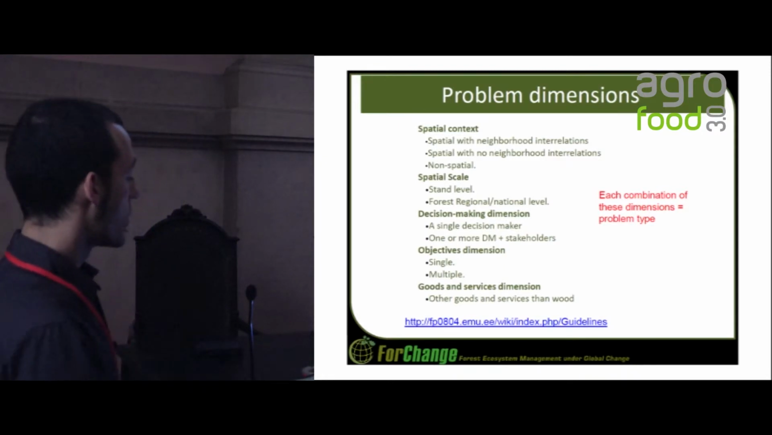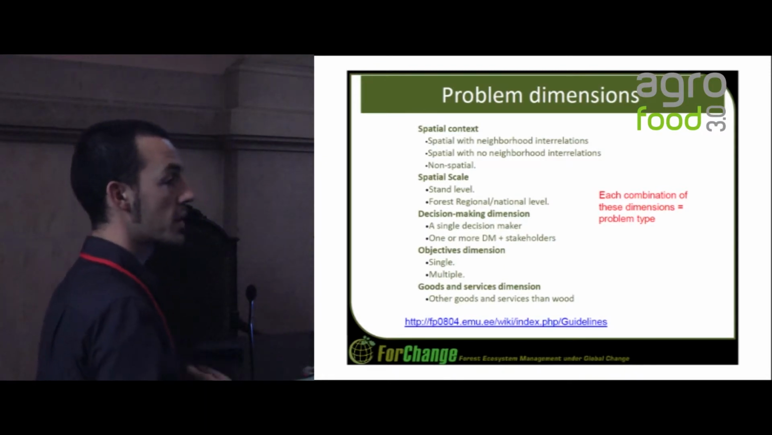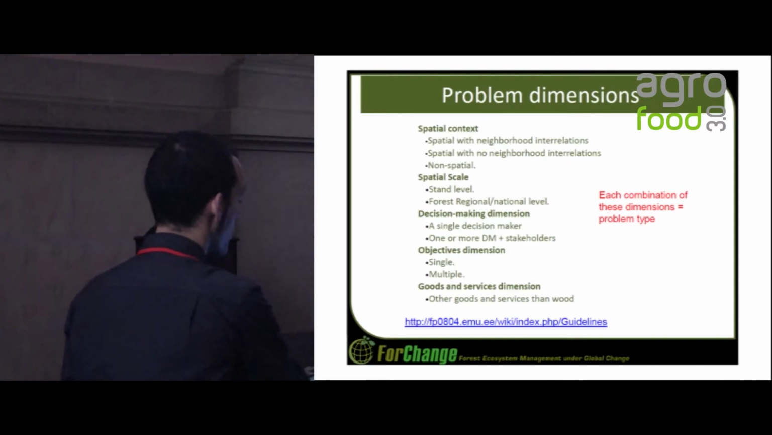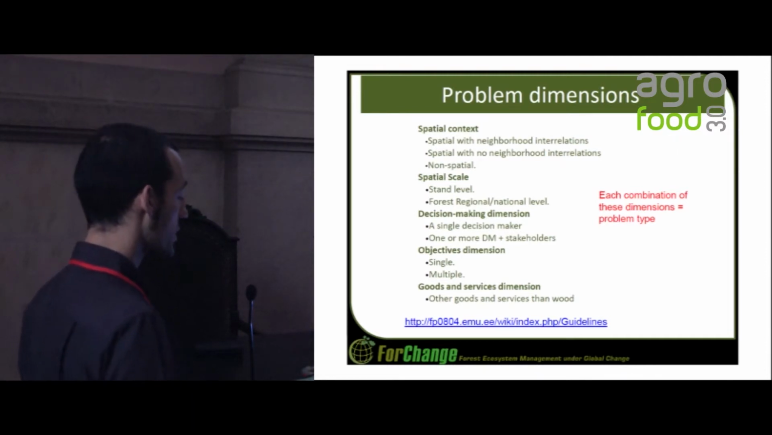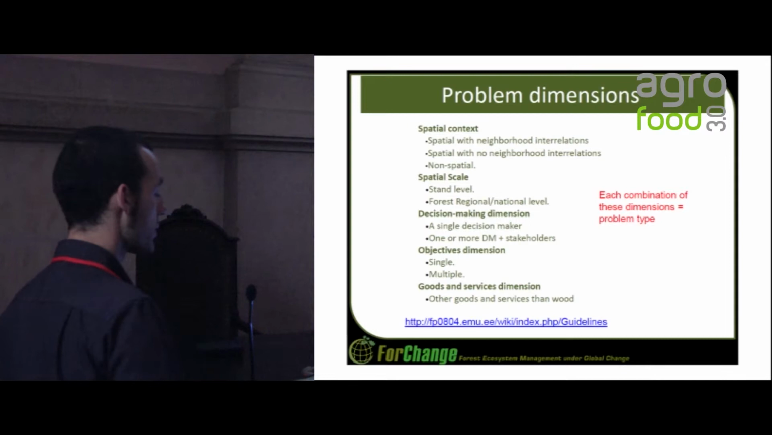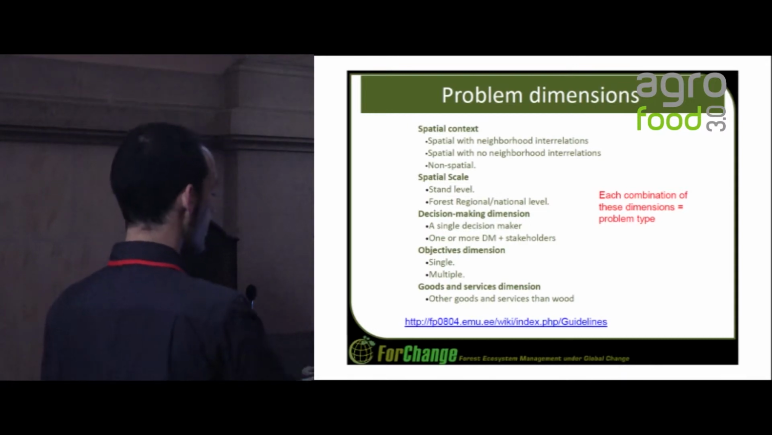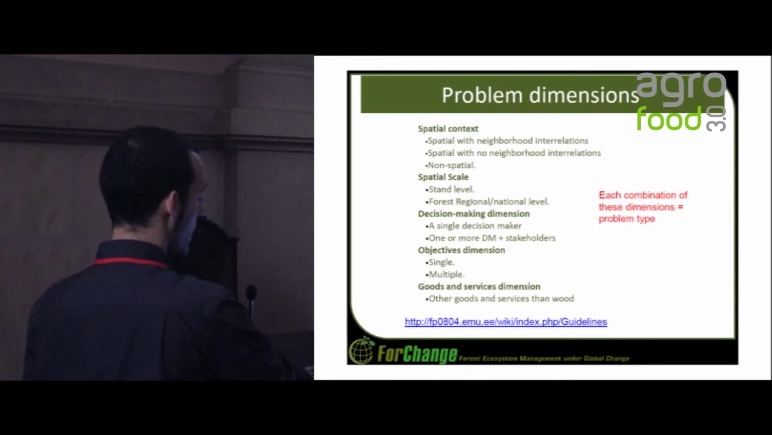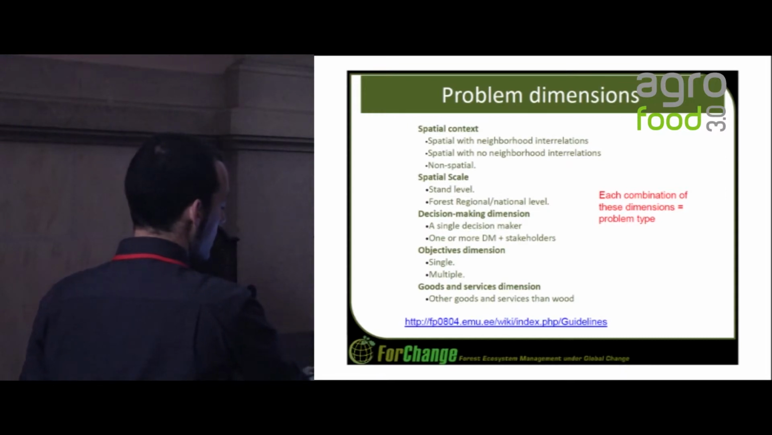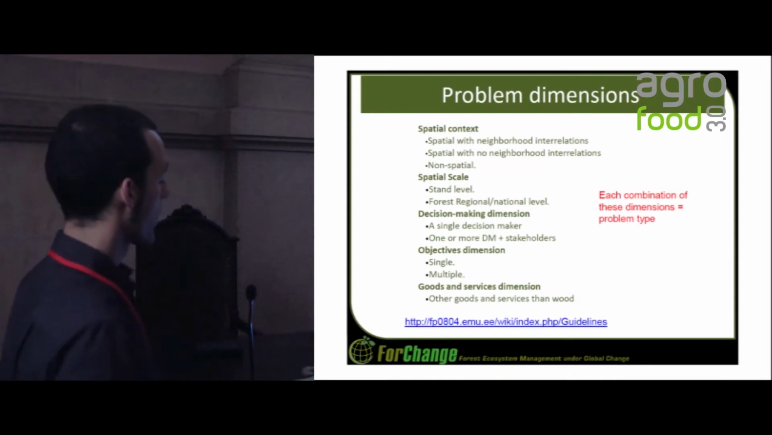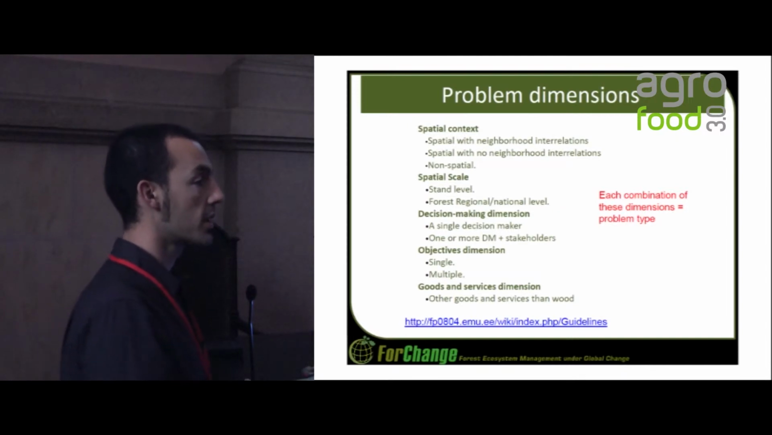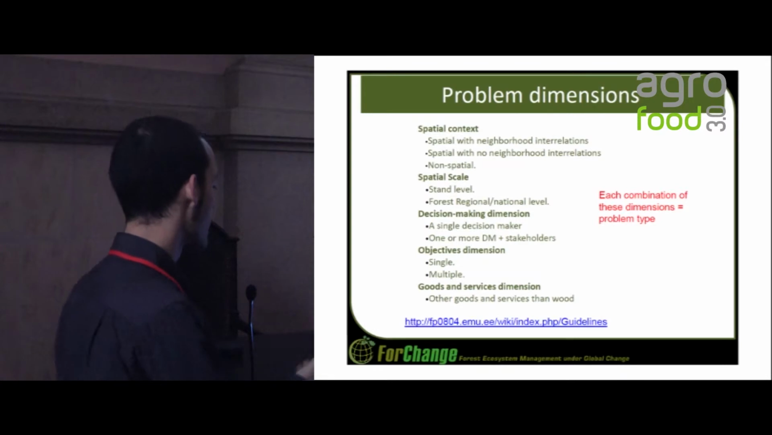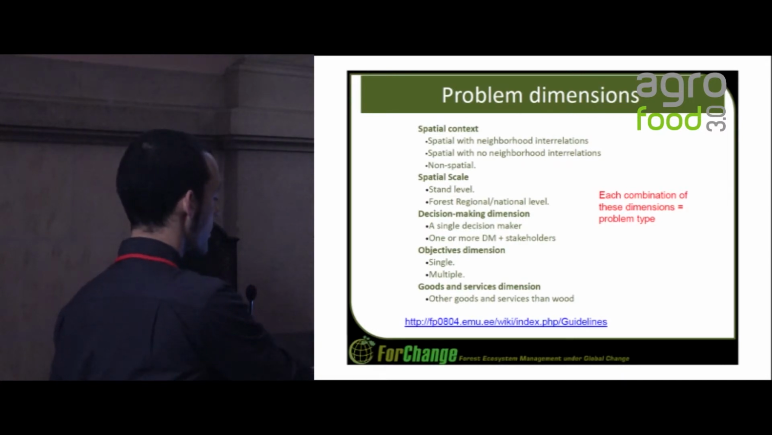So basically, each combination of all these dimensions, for us, is a problem type. So you may have a problem like a spatial with neighborhood interrelations at a regional level with one single decision maker and single objective and not taking into account other goods and services. And here in the wiki of the cost action, you can see the description of these dimensions and the approach that we followed.